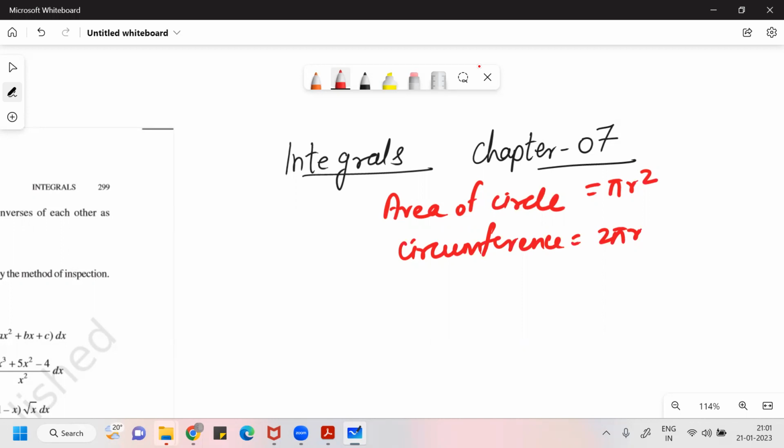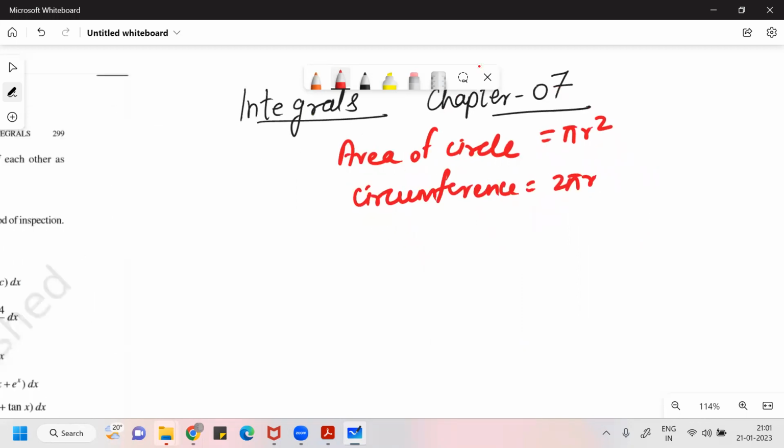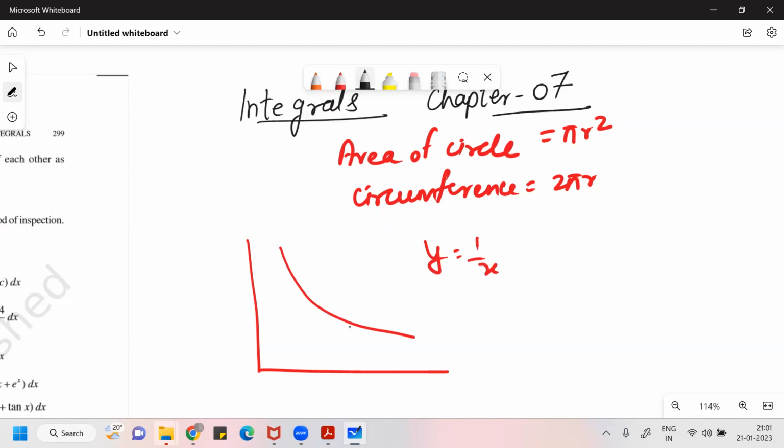Okay, so the idea that Archimedes developed is that if you want to find the area of a regular polygon or irregular polygon, or the area of any curve, maybe this curve, y equal to 1 by x, you can do this. If I take a small part of this area, with this being your x-axis, the small width is called dx.